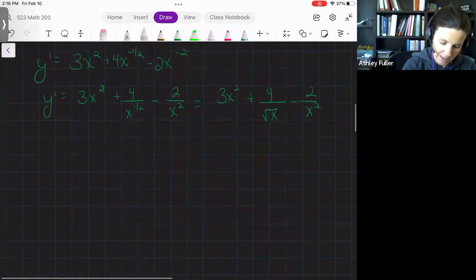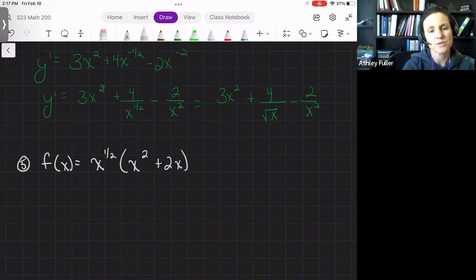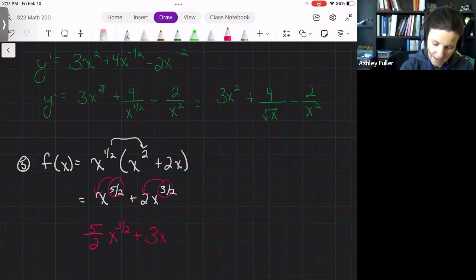It may be helpful to multiply things out before finding the derivatives. For example, if we have something like f of x is equal to x to the 1/2 times x squared plus 2x, apply those rules of exponents to multiply out. So then you can apply the sum and difference rule. This is going to give us x to the 5/2 when we add our exponents, plus 2x to the 3/2. We can then apply the power and the sum and difference rule, which leaves us with 5/2 x to the 3/2 when we subtract, plus 3x to the 1/2 when we multiply and subtract there.